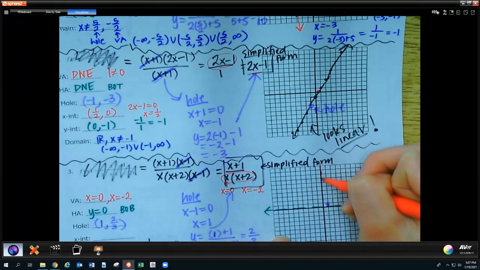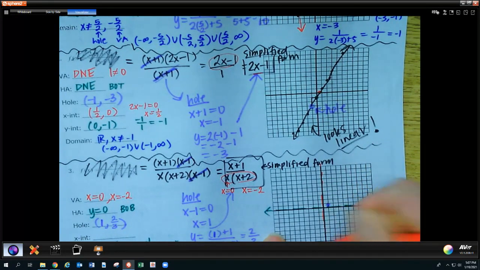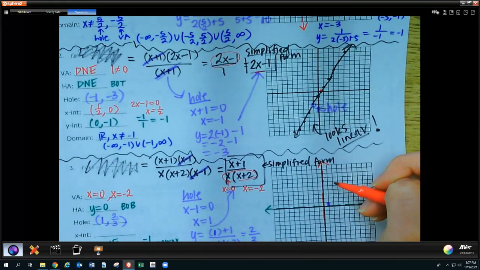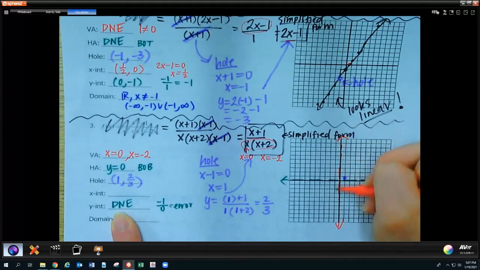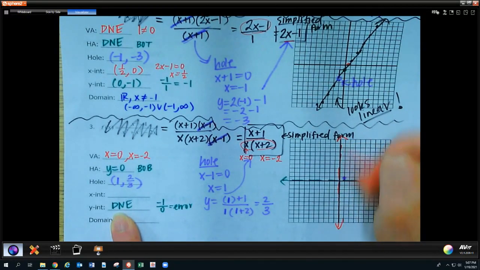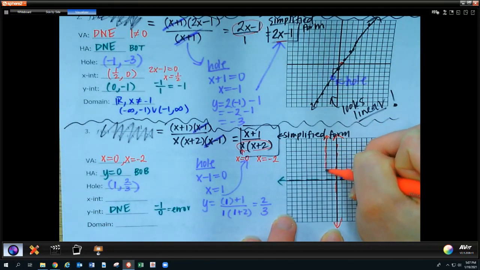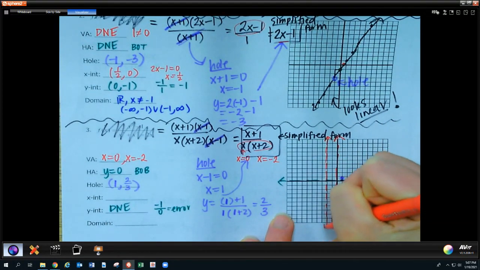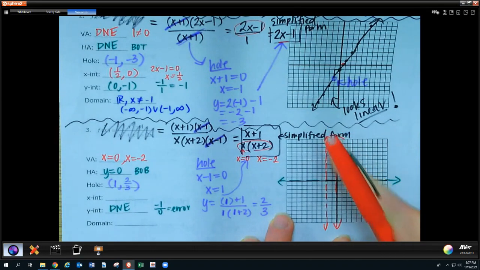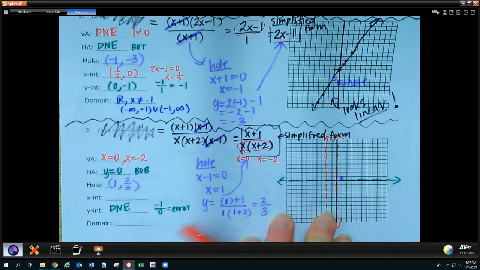So we have x equals 0, which is the y-axis, which explains why we didn't have a y-intercept, because there was a vertical asymptote right there. Then we also have one at x equals -2. So we're going to have a really narrow piece of our function in between these two red lines.